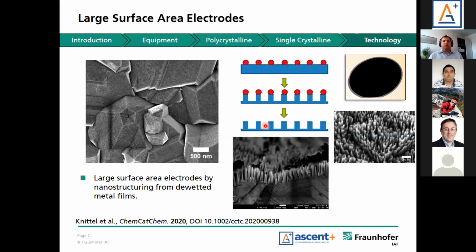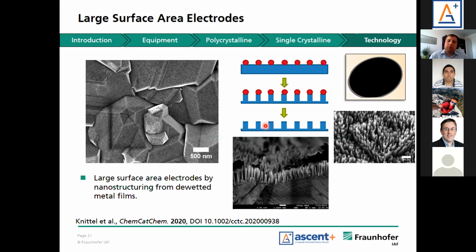Okay, and then for the last point, a little bit about our technology. So we're typically doing inductively coupled plasma etching with different kinds of masking. We have electron beam lithography, we have laser lithography, and in this case, we can also do de-wetted metal masking.